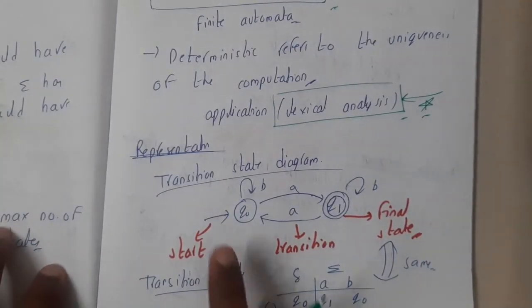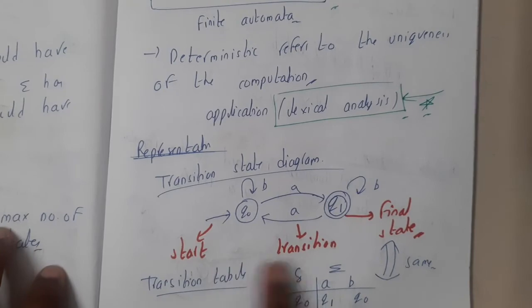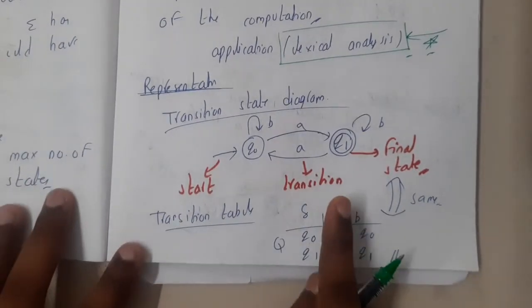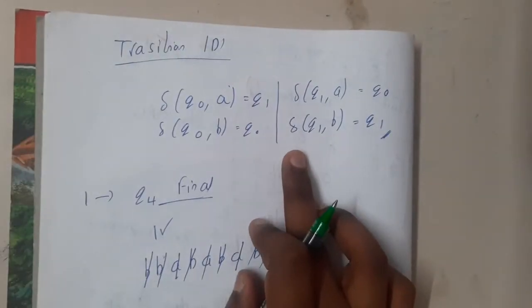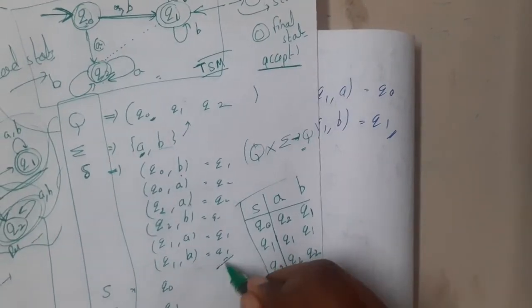Got it? This is the symbol for start. This is the final state. These are the transitions. I think I have already represented it in this way, right? So this is the representation for that.